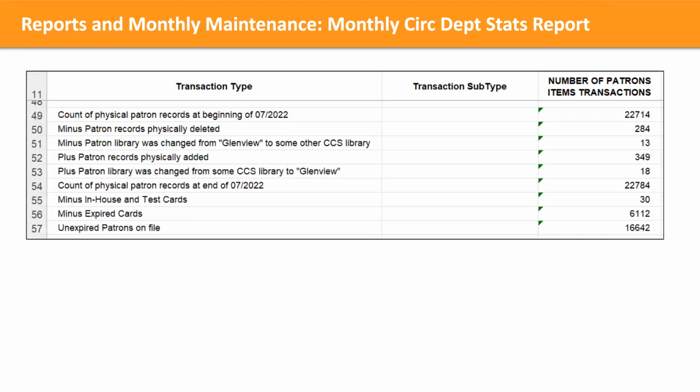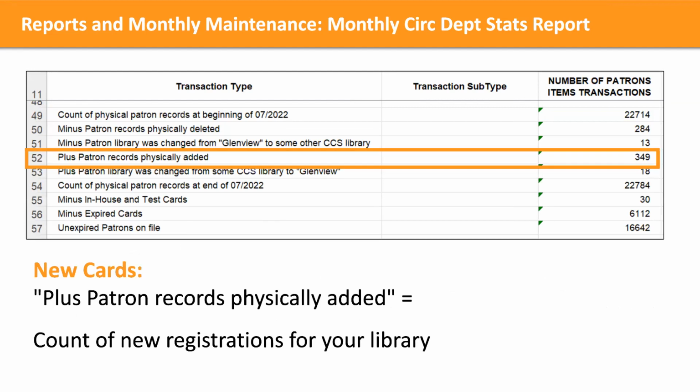A little further down in this report is a section where the report gives numbers on patron record activity during the previous month. This is where we can get information on new patron records and re-registrations. The line with the transaction description plus patron records physically added, which is line 52 in our screenshot, is the count of new registrations for your library. So these are brand new patron records created. They did not exist the previous month.